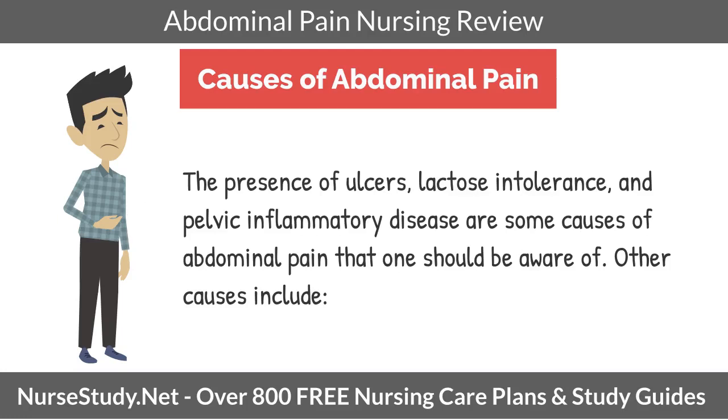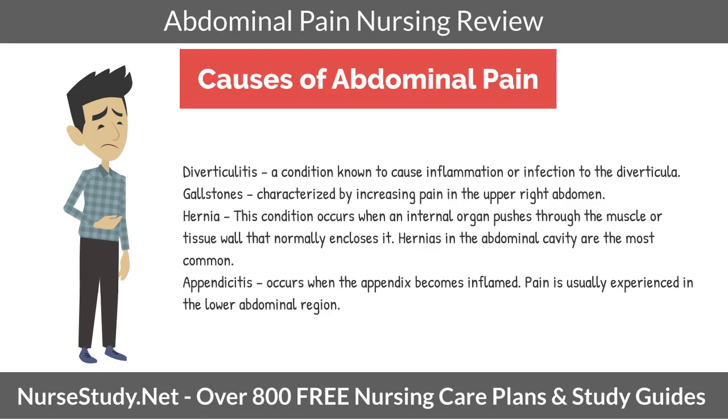Other causes include diverticulitis, which is a condition known to cause inflammation or infection of the diverticula. Gallstones, characterized by an increasing pain in the upper right abdomen. Hernia. This condition occurs when an internal organ pushes through the muscle or tissue wall that normally encloses it. Hernias in the abdominal cavity are the most common. Appendicitis occurs when the appendix becomes inflamed. Pain is usually experienced in the lower abdominal region.